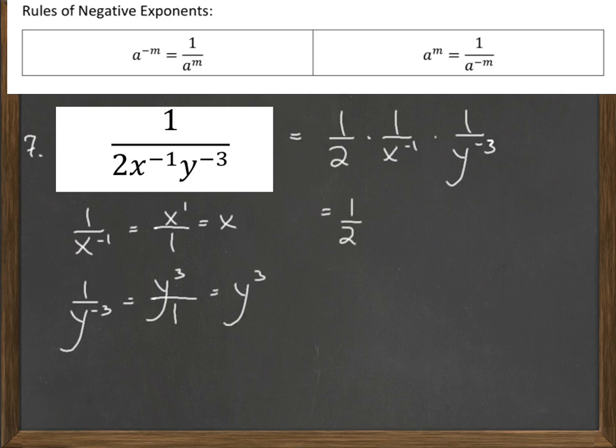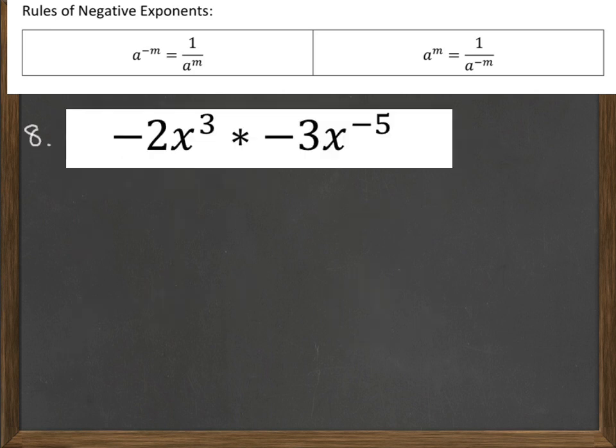Okay, so if we put that all together, we have 1/2 times x times y to the third power. That's totally fine to leave it that way. Another equally valid way to express the final answer is x y to the third power, or x times y to the third power, all divided by 2. All right, last but not least.